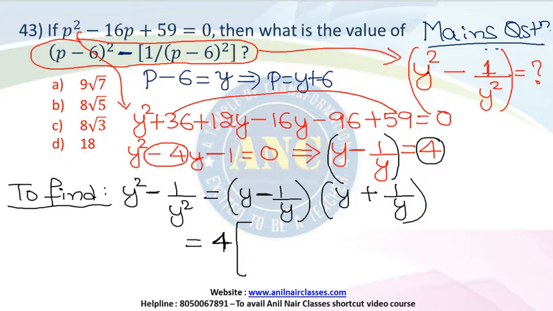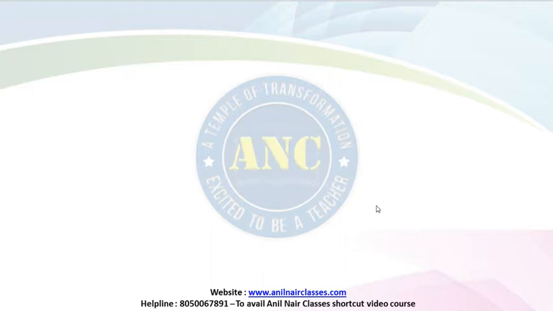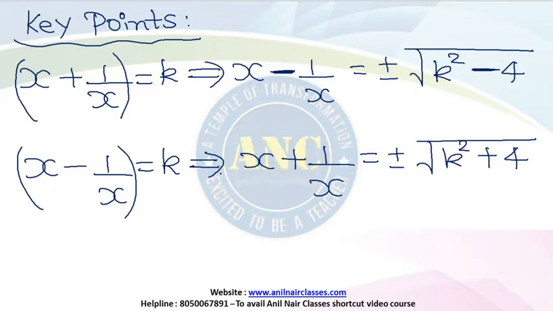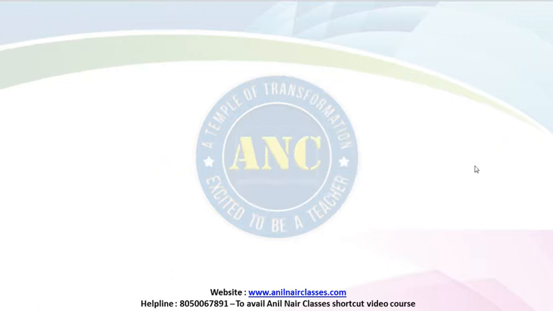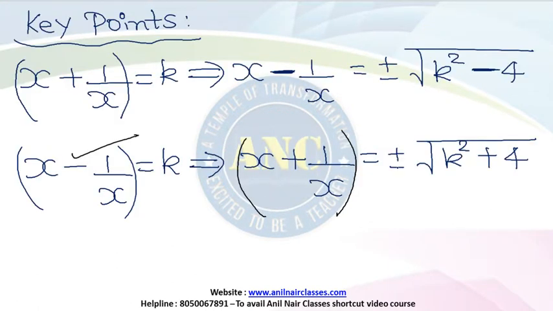If y minus 1 by y value is known to us, we can easily find y plus 1 by y value. How? I already discussed this key point before the start of the problem. Y minus 1 by y value is known to us as 4. Y plus 1 by y is plus or minus square root of k square plus 4. Now, because the answer options all have positive values, you can ignore plus or minus and keep only the positive value.